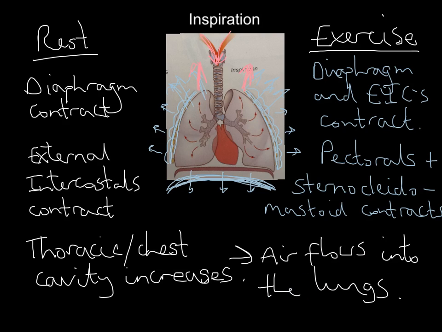But as I said, I want more air in my lungs. So I'm going to use more muscles to make this thoracic cavity as large as it can possibly be. There's two key muscle groups I'm going to use. Number one, the pectorals. Now, if we could superimpose the pecs onto this diagram, they would sit here. Your pectorals, your upper chest muscle groups. They are going to contract as well.